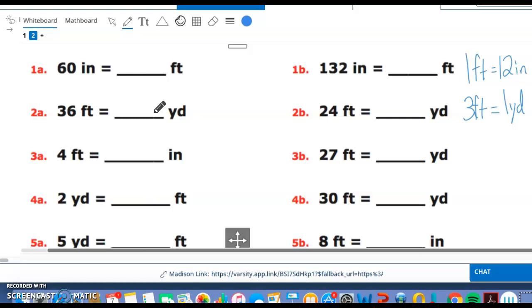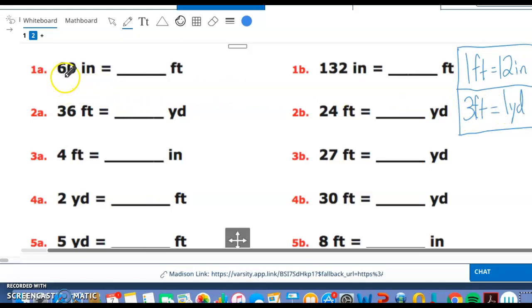Okay, so we're going to go ahead and get started. You will need to have your calculator out, either on your computer or like a handheld calculator. No cell phones. Keep in mind that these are going to be the two conversion factors we're going to use for this entire video. Let's get started. One foot equals 12 inches. 3 feet equals 1 yard.